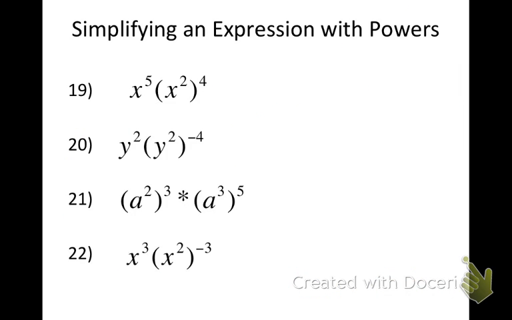All right, let's try some simpler ones here, maybe a little bit less going on. Okay, 19 here. x to the 5th, x squared to the 4th. What do I have to do with this 2 and the 4 in this expression here? I need to multiply them. So I have x to the 5th times x to the 8th. Now I add them and I get x to the 13th.